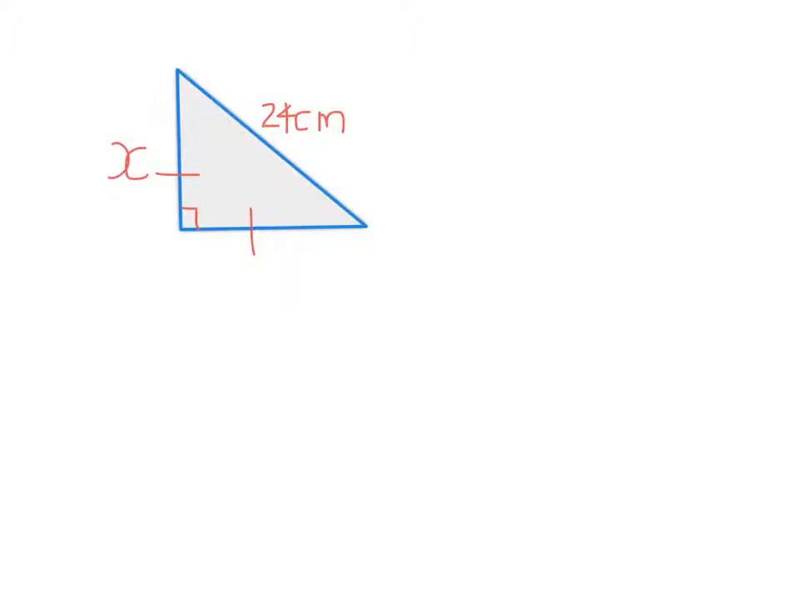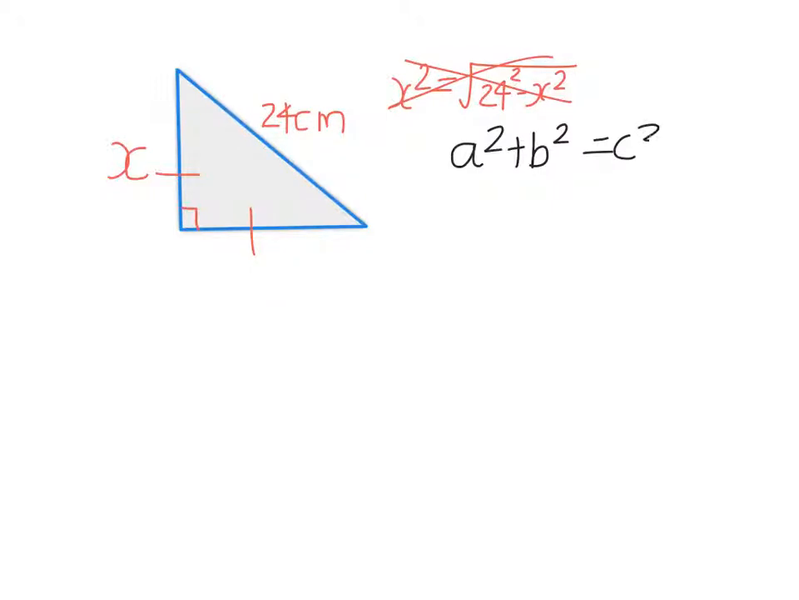Because I'm finding more than one side, I can't just jump straight to the formula. I can't use square root of, longer side squared minus shorter side squared. If I tried to do this, I'd be here all day and I wouldn't get anywhere. Instead, what we're going to do is take our formula a squared plus b squared equals c squared, and substitute into that. A and B are the shorter sides and they're both equal to x. So I'm going to replace A and B with x. And of course C is 24. So I'm going to replace C with 24.